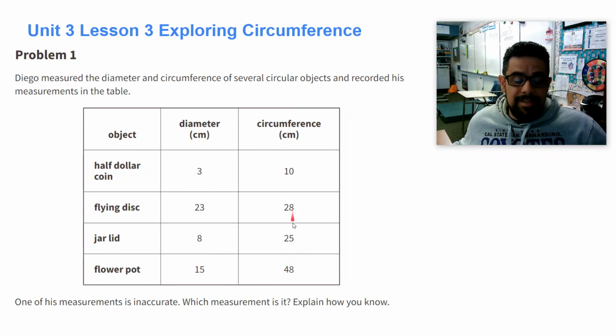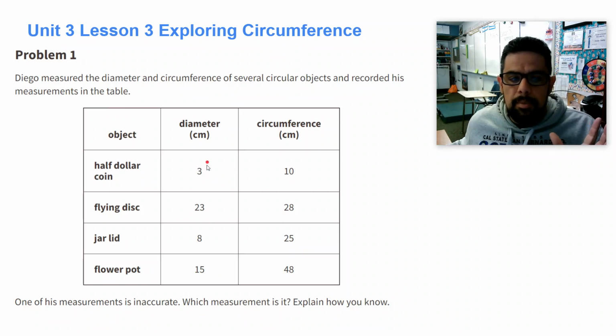One of his measurements is inaccurate. Which measurement is it? Explain how you know. Okay, so here there's actually two different ways that I can check this. Number one, and what we learned in our lesson today, is that this type of relationship, diameter to circumference, is proportional, and the constant of proportionality is pi, 3.14159. So we can check the table and see which ones use that constant of proportionality.